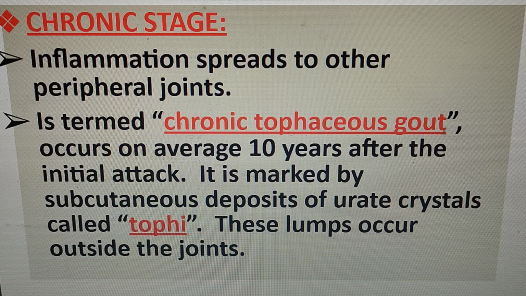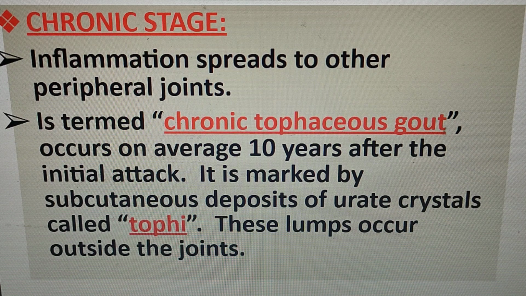So there's the chronic stage, which means that it's there for a long time. Okay, the inflammation spreads to other peripheral joints, meaning it's not only on the big toe, but it spreads to the adjoining joints, or more on the knees, or sometimes on the joints of your fingers. Okay, so it's termed chronic tophaceous gout. It occurs on average 10 years after the initial attack.